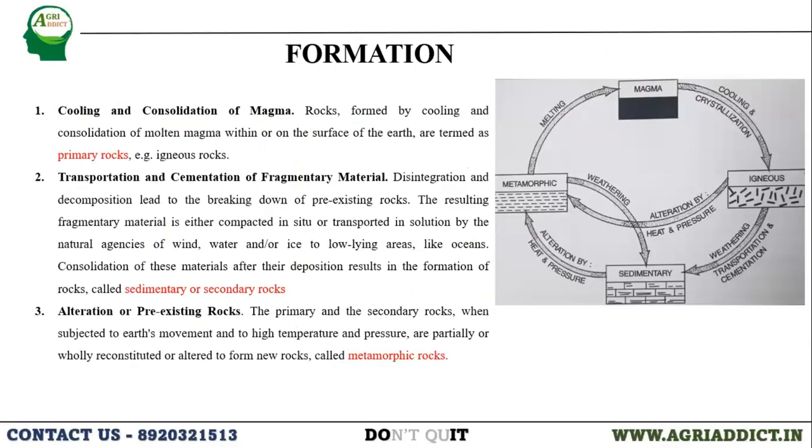This is what, as I told, magma will be there, cooling and crystallization occurs, and it will form igneous rock. And this igneous rock, again, will undergo weathering, that means disintegration, transportation, cementation, and it gives sedimentary rock. Same as we saw earlier. After you get these notes, you just go through this whole terminology. As of now, just concentrate on the class I was teaching. Later on, you can study, okay?